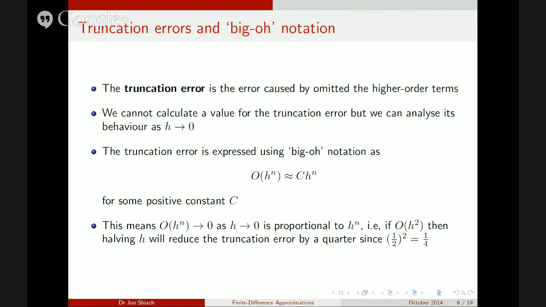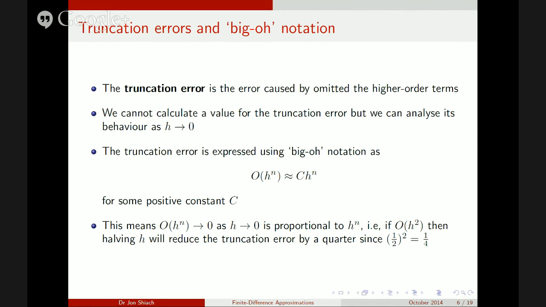So what we do is we express a truncation order in big O notation. This is simply a capital letter O, and in the brackets is h to the power n. So that's a function of our step length. What this means is that for some constant c, our truncation error will behave like the function h to the n. In other words, the truncation error will go to 0 as h tends to 0, proportional to h to the n.